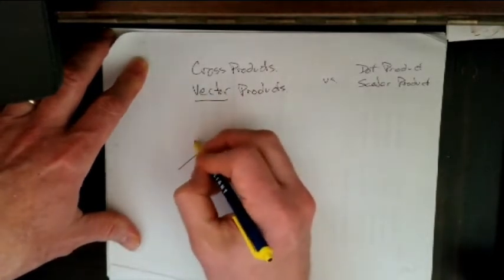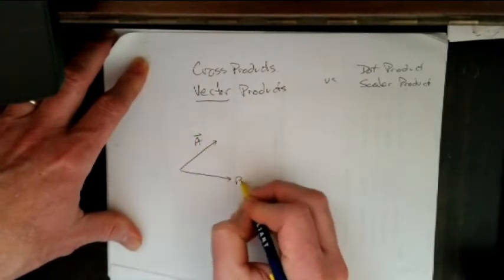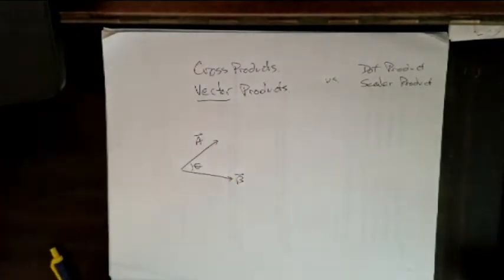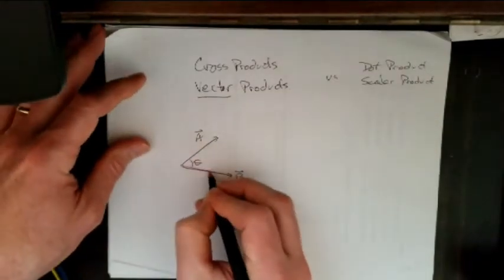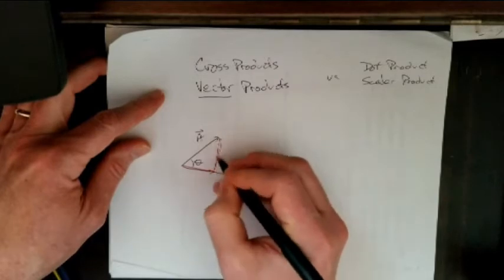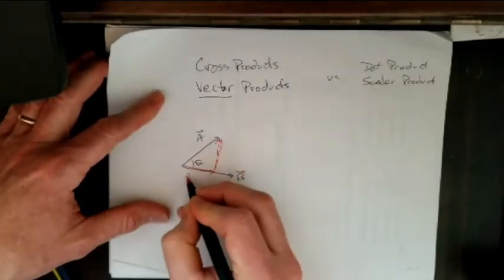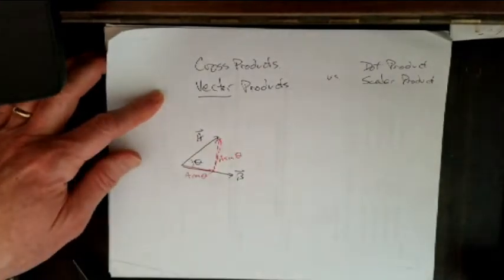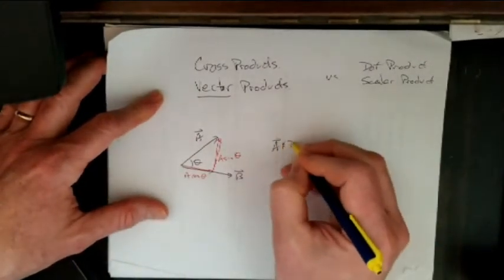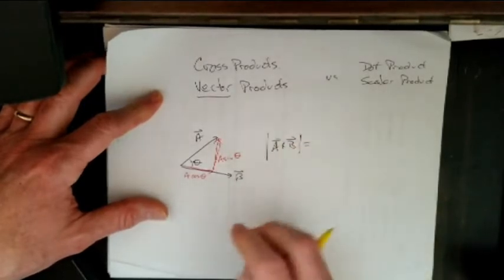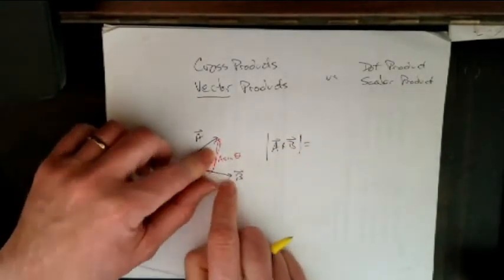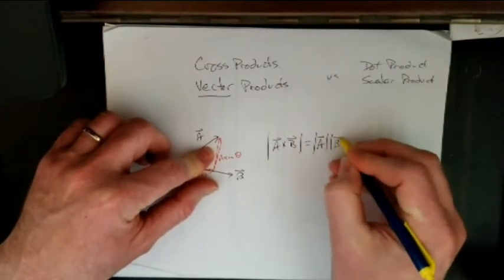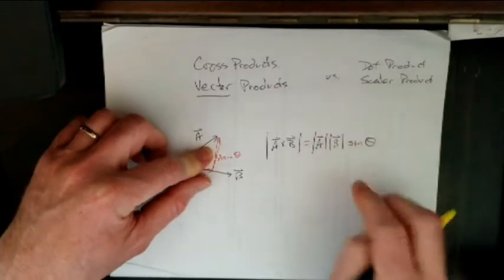So if I have vector A and vector B, with some angle between them, what I care to do is multiply the components that are perpendicular to each other. If I think about the two parts here, this is A cosine theta and this is A sine theta. Then A cross B, the magnitude of it, is multiplying the perpendicular components, so it's the magnitude of A times the magnitude of B times the sine of the angle between them.